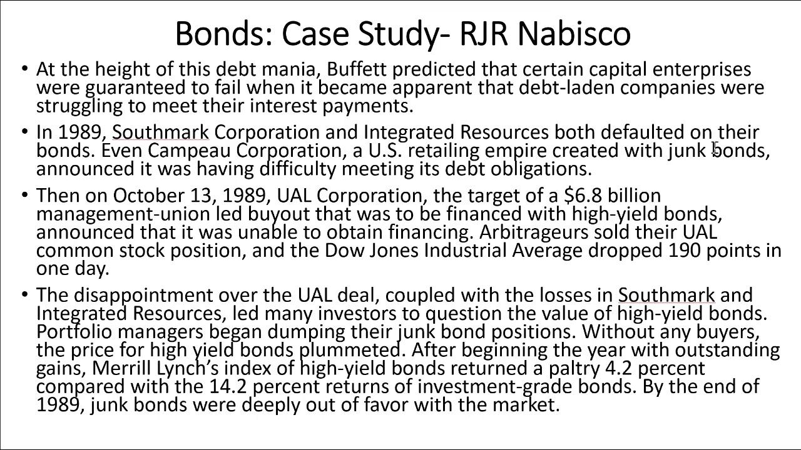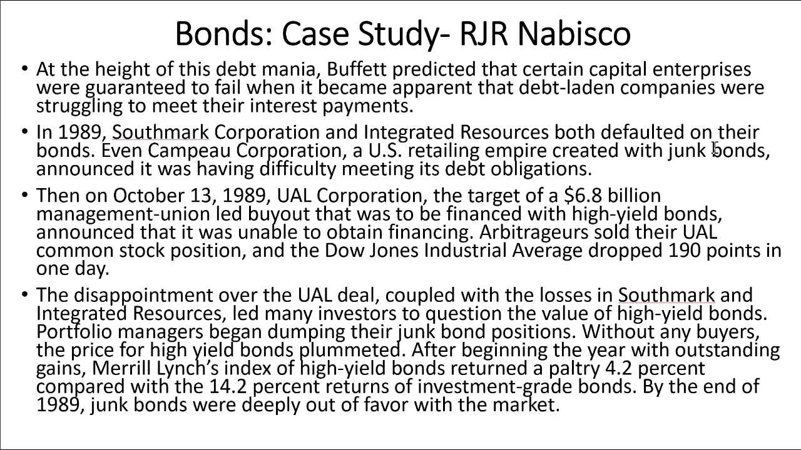At the height of the debt mania, Buffett predicted that certain capital enterprises were guaranteed to fail when it became apparent that the debt-laden companies were struggling to meet their interest payments. In 1989, Southmark Corporation and Integrated Resources both defaulted on their bonds. Even Federated Corporation, a US retailing empire created with junk bonds, announced it was having difficulty meeting its debt obligations.